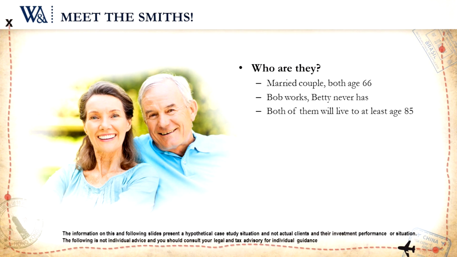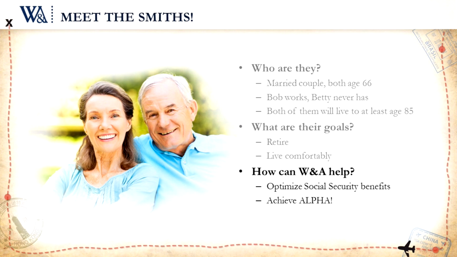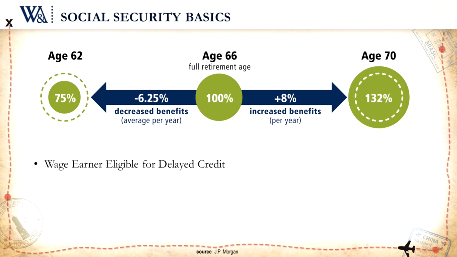And in W&A world, everybody lives to at least age 85, so we will assume that they will live to at least age 85. What are their goals? Well, same goals you and I have. They want to retire and they want to live comfortably while they do. So how can W&A help? Well, W&A can do planning to help them optimize their Social Security benefits, and by doing so, help them achieve some alpha.